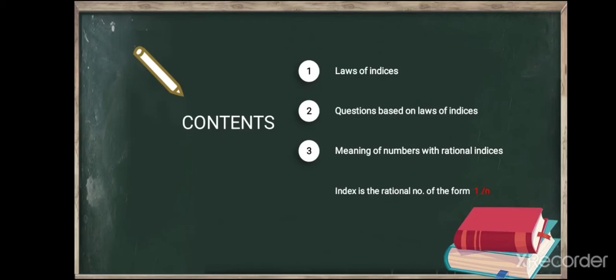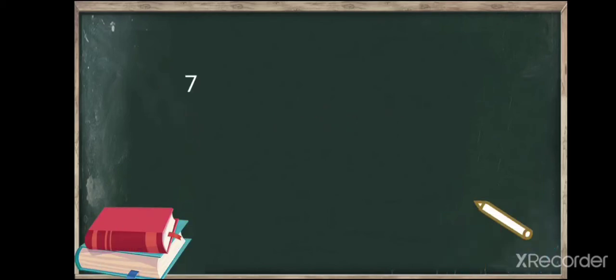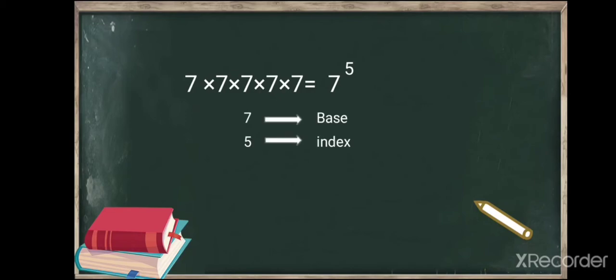Before studying all this concept, let's study first the introduction to index numbers. If 7 is multiplied by 7 five times, then this term can be expressed as 7 raised to 5. So here 7 is called the base and 5 is called the index.